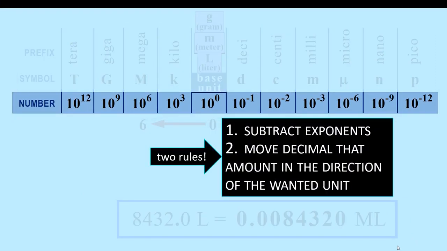All you need is this chart and the two rules. Subtract exponents and move the decimal that amount in the direction of the wanted unit. If you want the chart, it is linked in the description below.